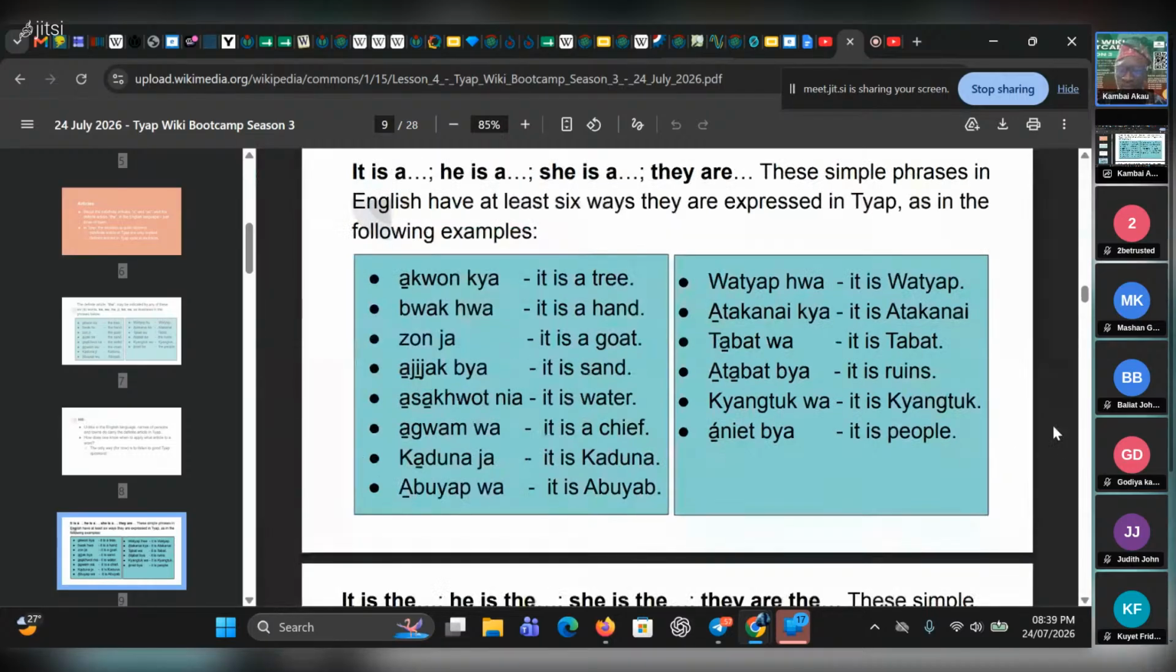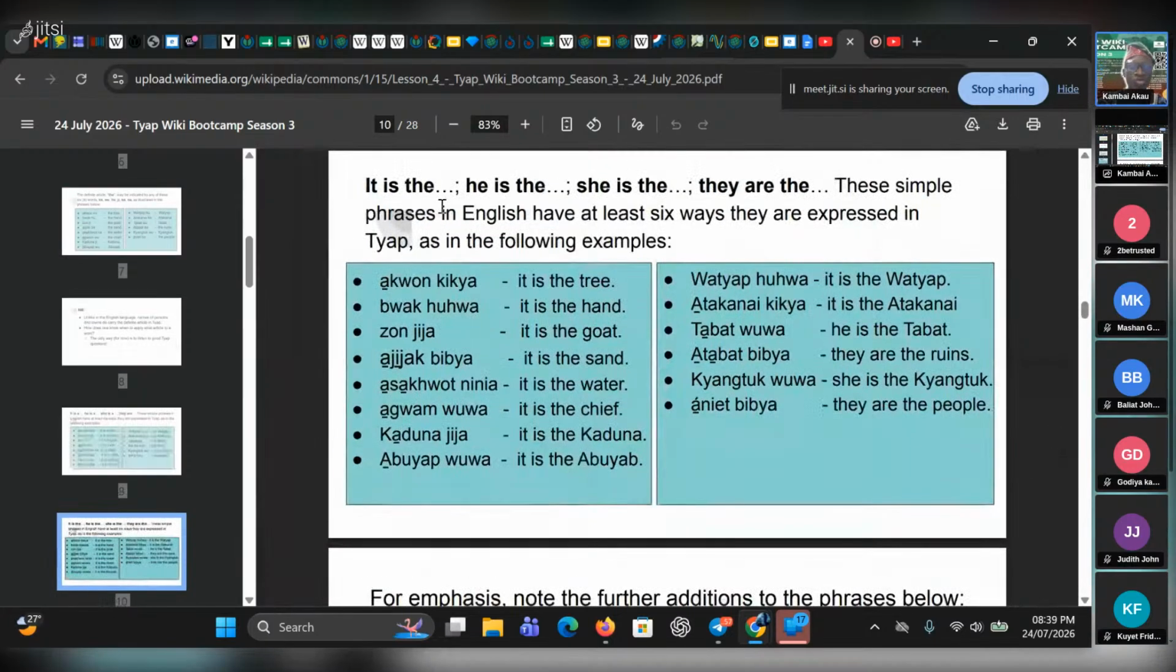Okay, so we also have it is the, that's the definite article version of the it is a. This time around, it is the.